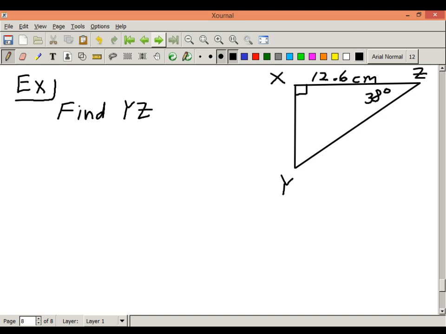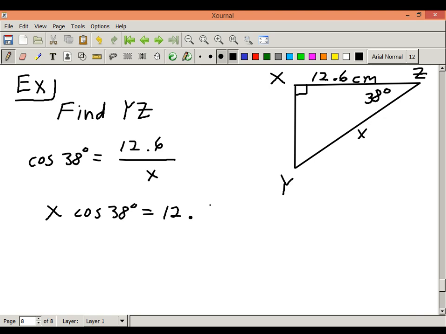So we're trying to find side YZ here in triangle XYZ. YZ is across from angle X, so we're going to call that small x. And again, you're standing up here on that angle Z, and you're looking for the hypotenuse. You know the adjacent leg this time. So that calls for you to use cosine. Adjacent leg over hypotenuse. So we're going to say cosine of 38 degrees equals adjacent leg 12.6 divided by hypotenuse x. Adjacent leg over hypotenuse is the cosine. Let's multiply both sides by x there, so you have x cosine 38 degrees equals 12.6. Divide both sides by cosine 38 degrees, so x equals 12.6 divided by cosine 38 degrees.